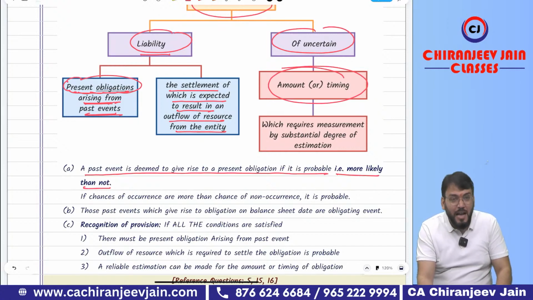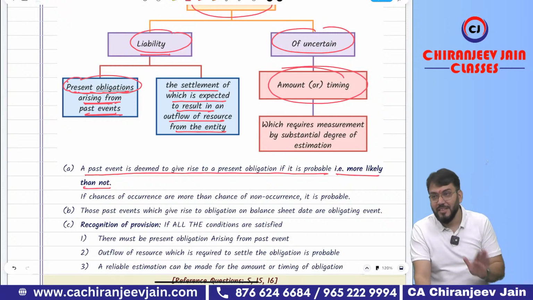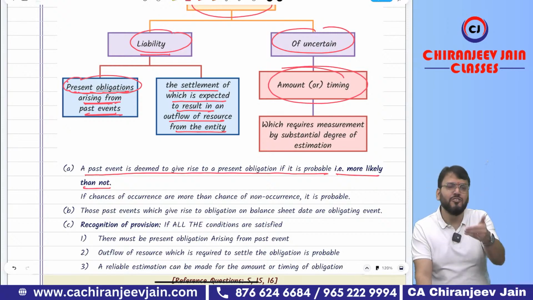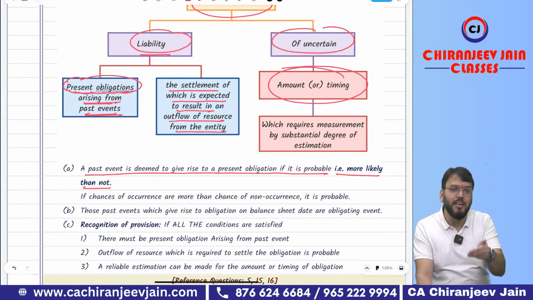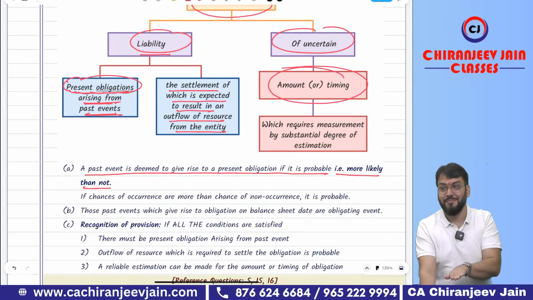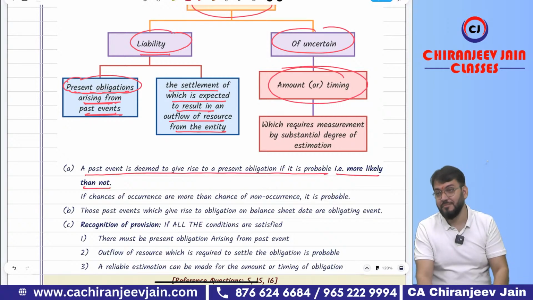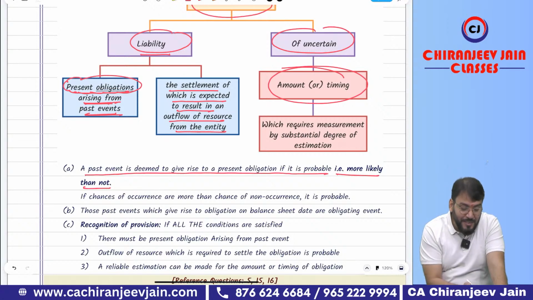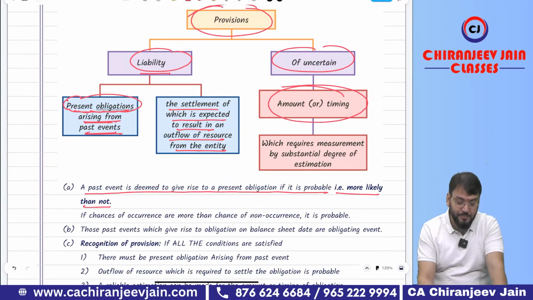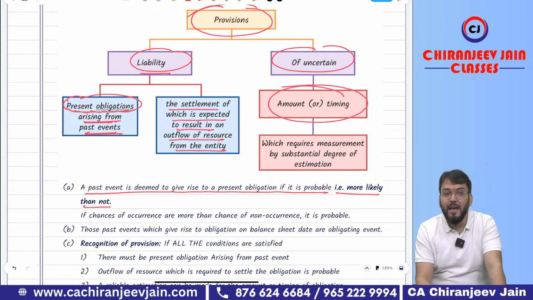Correct? Outflow of resource. Correct? Now I'll ask you some examples. You will say whether it is a liability or not a liability based on current understanding, not based on past understanding. Correct? Debenture. Are debentures a liability or not a liability? Liability.